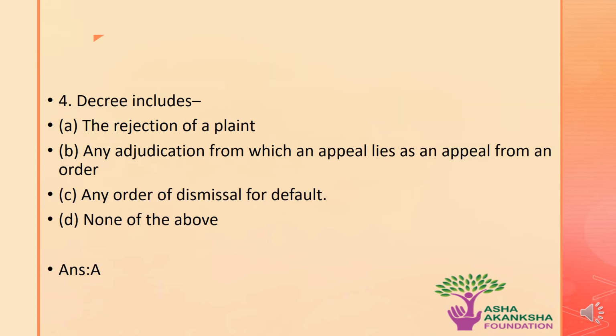So now let's move on to the next question, which is, decree includes which of the following? The options are A. The rejection of a plaint, B. Any adjudication from which an appeal lies as an appeal from an order, C. Any order of dismissal for default, or D. None of the above. The correct answer to this question is option A, that is, decree includes the rejection of a plaint.